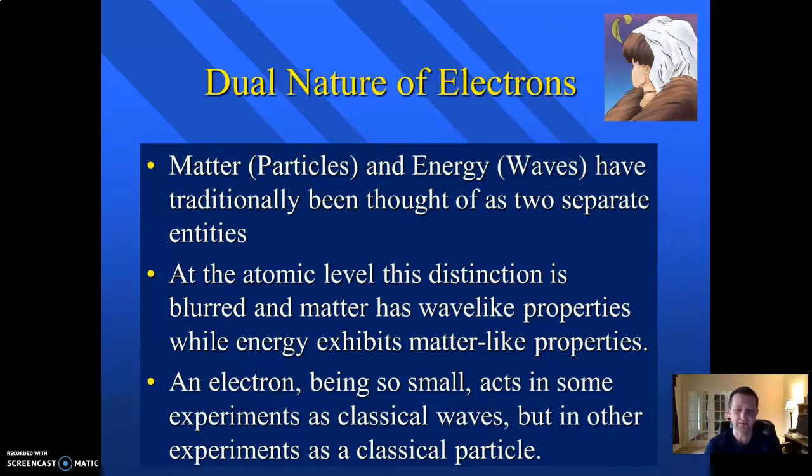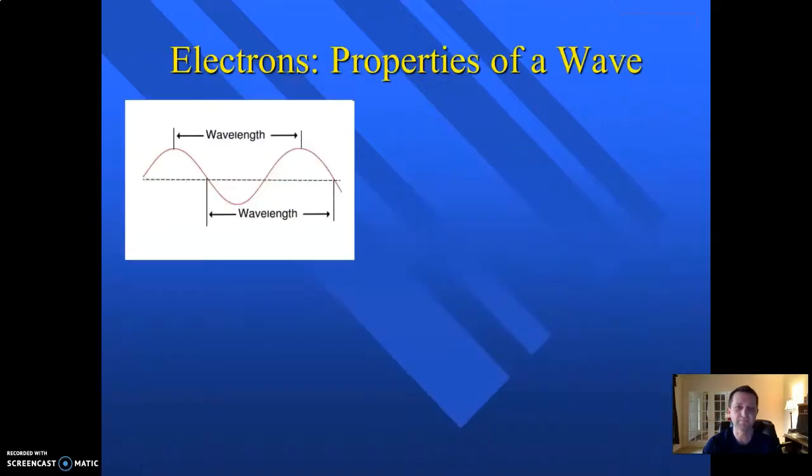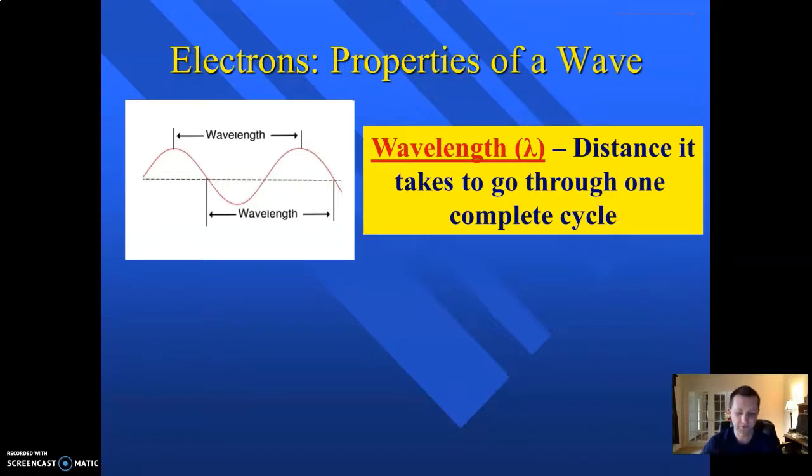So at the atomic level, like I said, the distinction is blurred, and matter has wave-like properties, and energy exhibits matter-like properties. So electrons are what we really focus on when we're talking about this. A couple definitions for you in your packet, I should say. One of them is wavelength, and that's the Greek letter lambda. It's the distance it takes to go through one complete cycle. So you have a picture of a wave on your note sheet, and you can label what the wavelength looks like there and write the definition in.